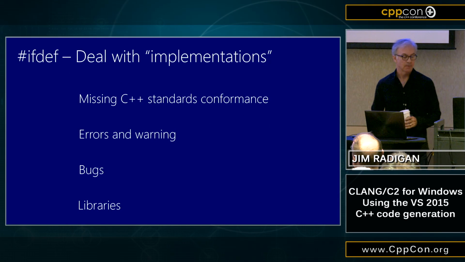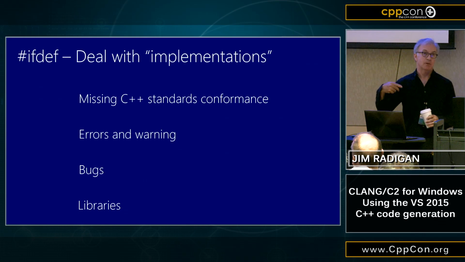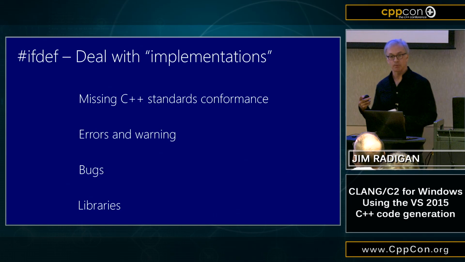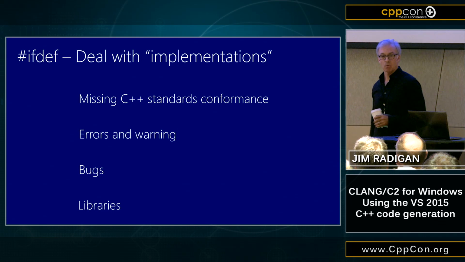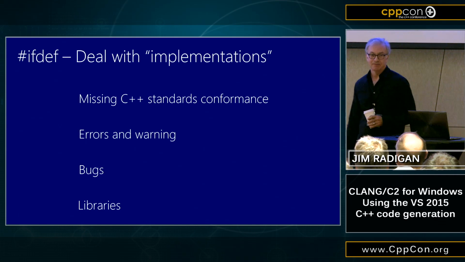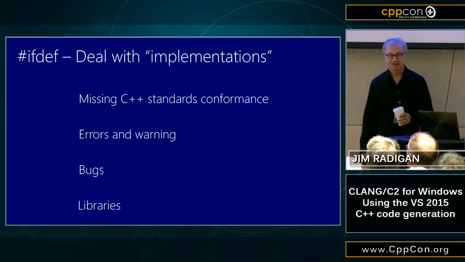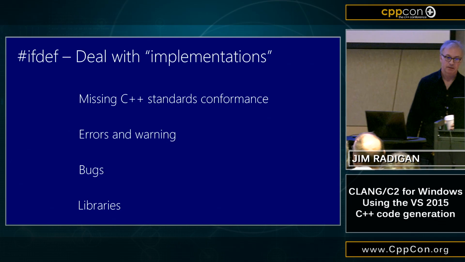So here's an example of 4 categories that I could find for ifdefs when we looked across Minecraft and we looked across Bing Maps, which I'll show you in a little bit, that contains a huge amount of cross-platform library code. So there are ifdefs for missing C++ standards conformance. There are an enormous number of ifdefs for errors and warnings. Everybody should raise their hand, right? Everybody wants warnings as errors when you build, right? Nobody ifdefs anything off. And then there are ifdefs in there for bugs, and there are ifdefs for dealing with libraries and library APIs based on compilers.